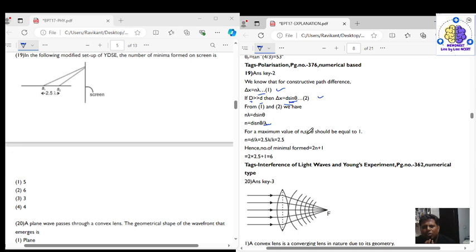For the maximum value of n, that is, for the maximum number of maxima, we will have to take the maximum value of sine theta.